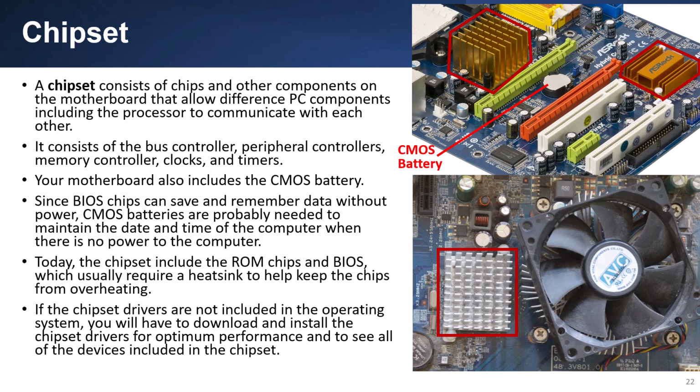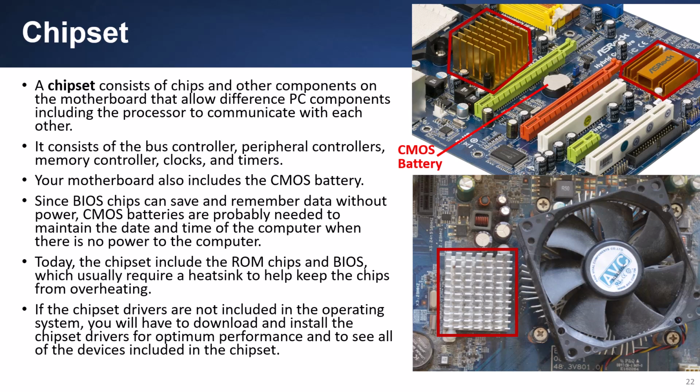A chipset consists of chips and other components on the motherboard that allow different PC components, including the processor, to communicate with each other. It consists of the bus controller, peripheral controllers, memory controller, clocks, and timers. Your motherboard also includes the CMOS battery.